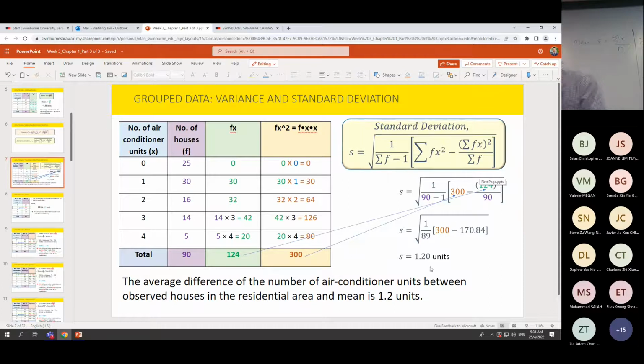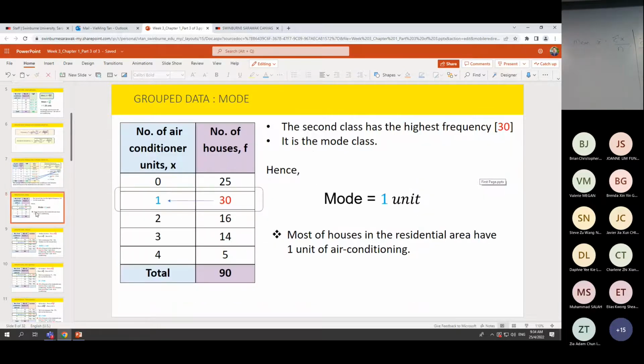Okay, next measurement. What is the next measurement? There will be mod. Okay, mod. Mod means the most frequent occurring number. That means the most frequent number of aircon owned by the residents in KL. Okay.